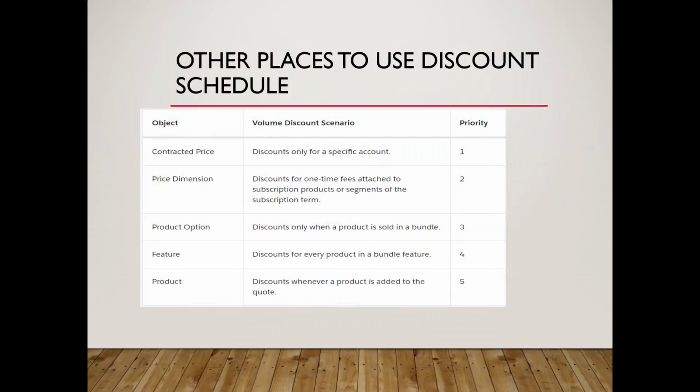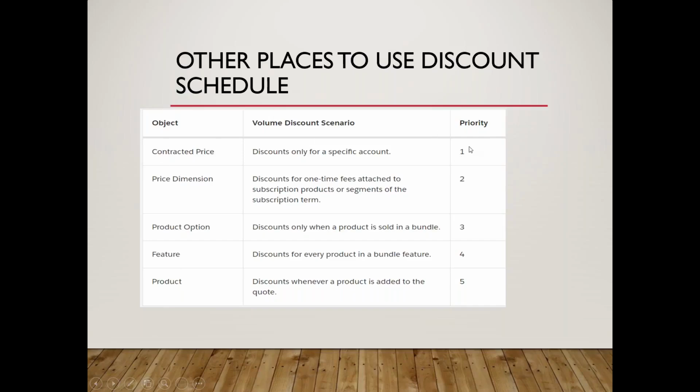So the answer to this question is, these many places, contracted pricing, price dimension, product option, feature, or product, have discount schedule. So the first priority will go to contracted pricing. Exactly. So if I have a contracted pricing level discount schedule, all other things will be ignored. Only the contracted pricing level discount schedule will be used.